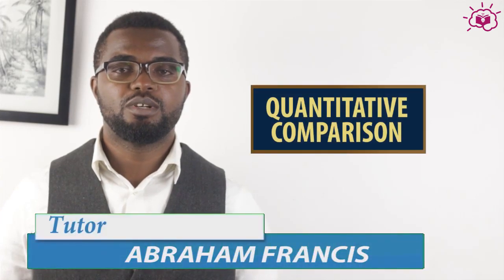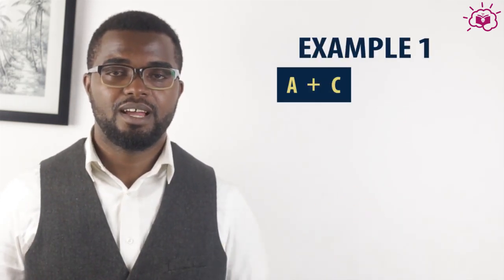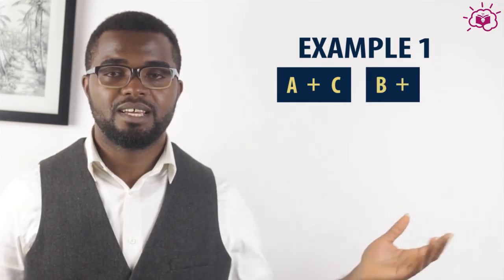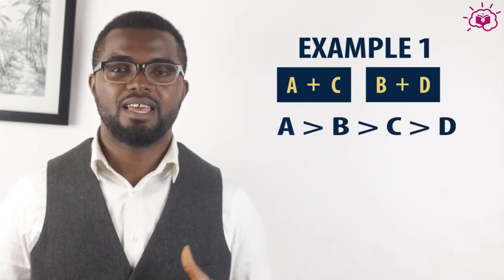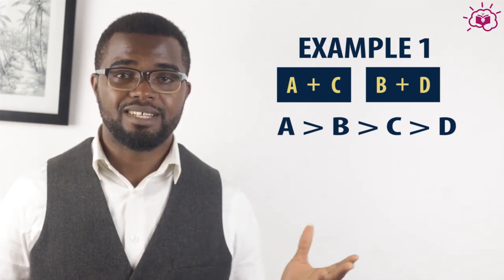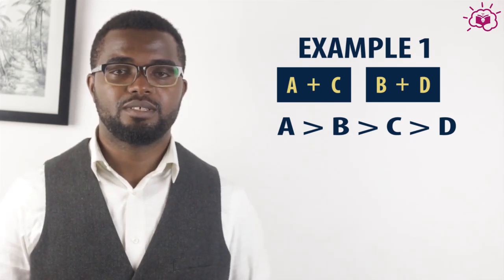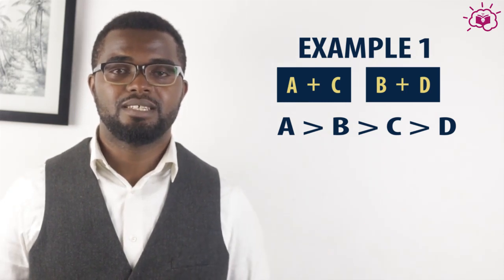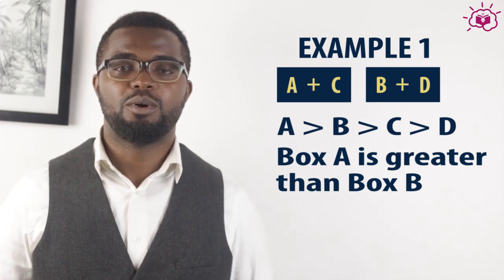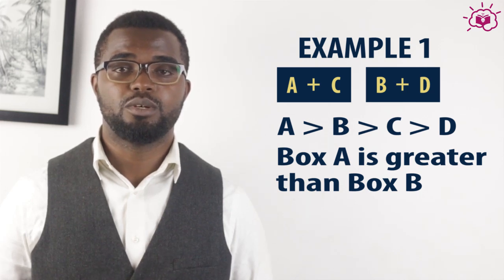Let me explain to you what this quantitative comparison means. For example, there are two boxes beside me. Box A has A plus C and box B has B plus D, with a condition that states that A is greater than B, B is greater than C, and C is greater than D. Now, if you compare these two boxes, since A is greater than B and C is greater than D, that will mean that box A is greater than box B. So you can now conclude from your answer that box A is greater than box B, which would be option A.